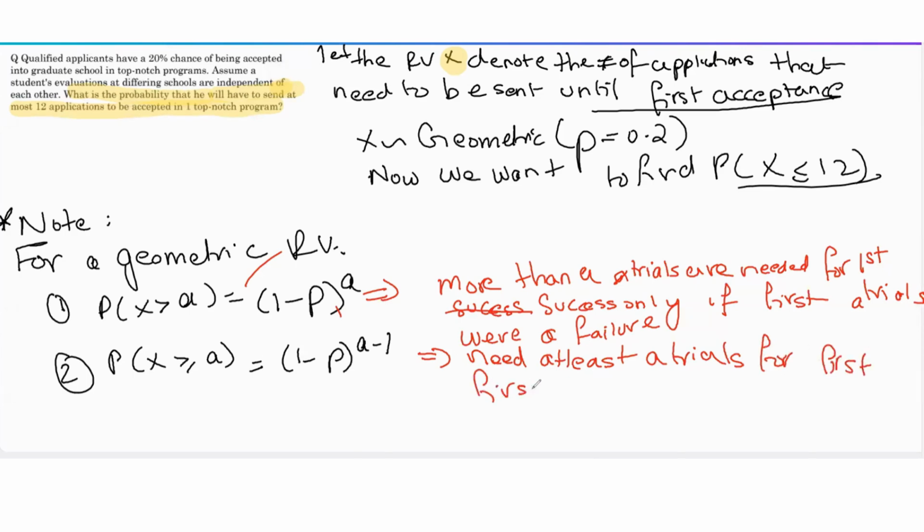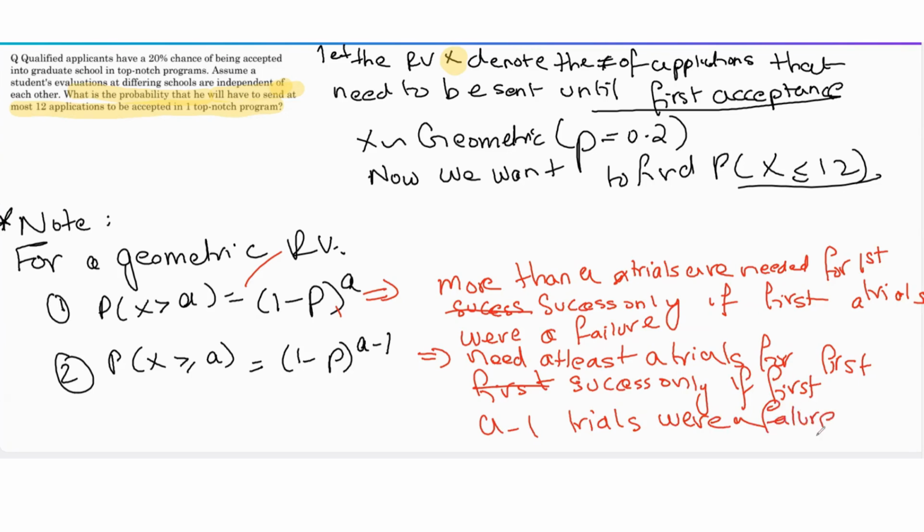You need at least 8 trials for the first success only if the first a minus 1 trials were a failure, right? So that's why the probability X is greater than or equal to a is just the probability that the first a minus 1 trials are failures, so just (1-p)^(a-1). Remember, p is the probability of success, so 1 minus p is the probability of failure, right?